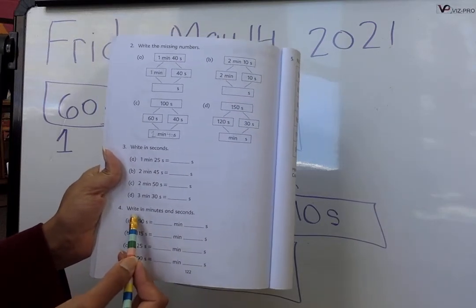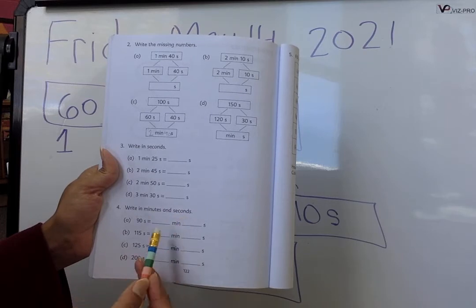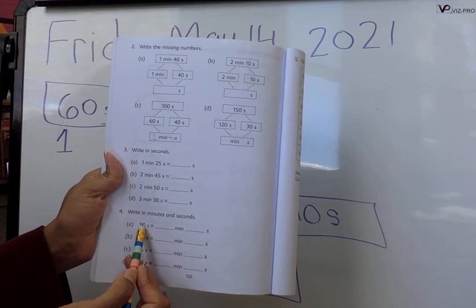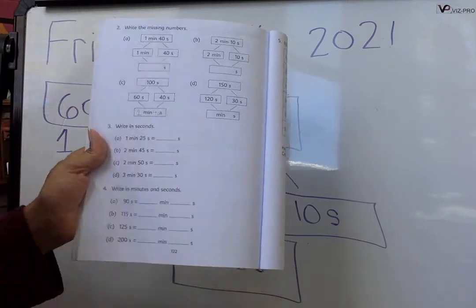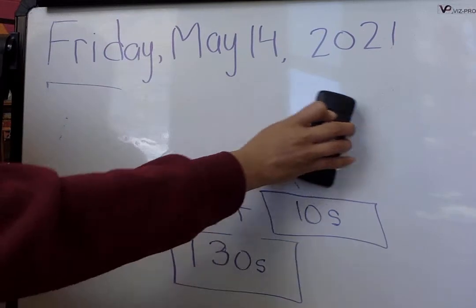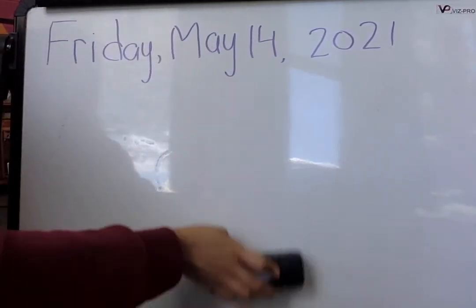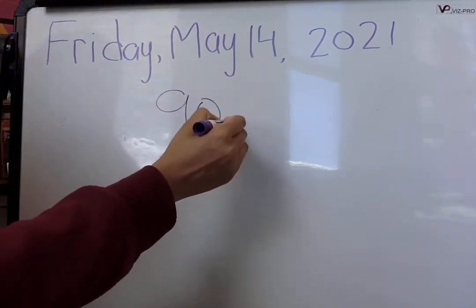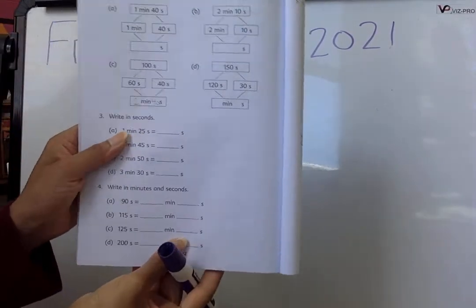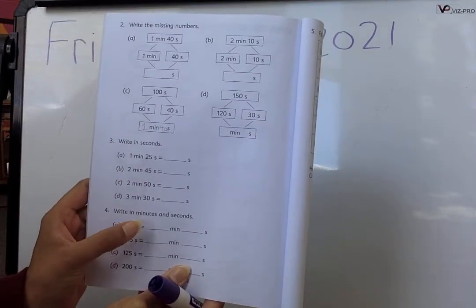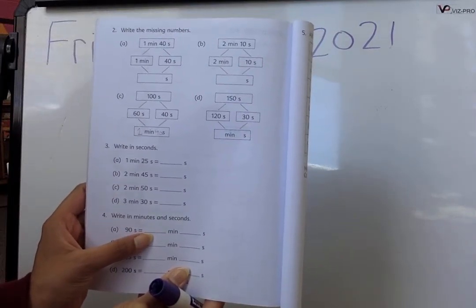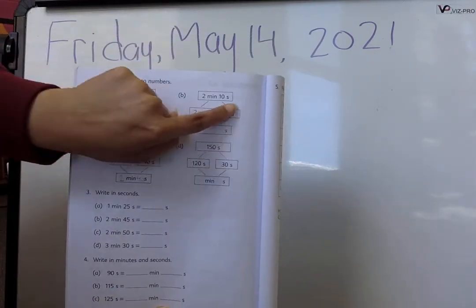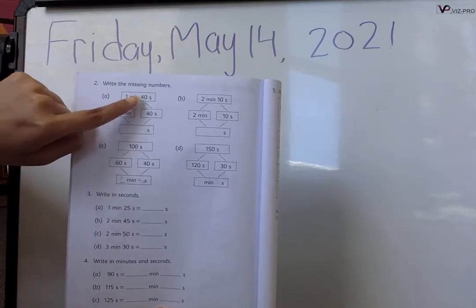Then we have write in minutes and seconds. So we have 90 seconds over here. If you have 90 seconds, how many 60s are there in 90? So for these questions, they have given us 90 seconds, right? And they're asking us how many minutes are there in 90 seconds? How many minutes are there and how many seconds are there? So this question, you would do it just like this at the top. Okay, look how they divided up their minutes and their seconds.